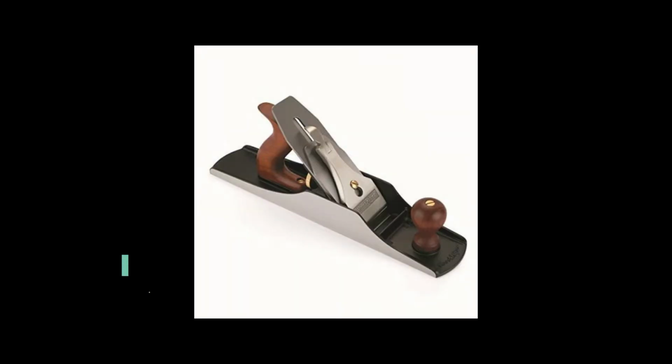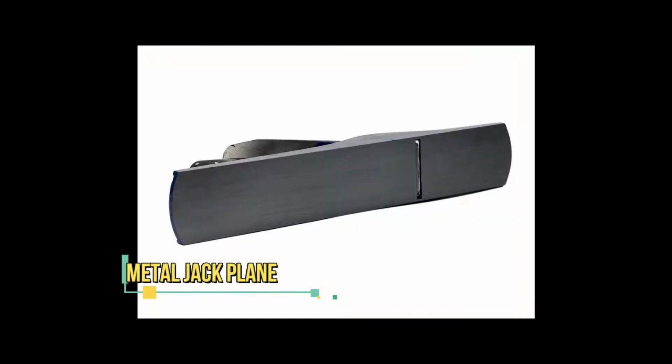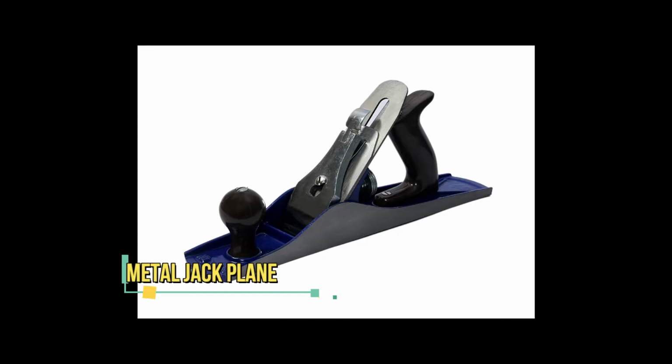The next tool is the metal jack plane. Metal jack plane is used for shaving or smoothing the wood surface. The main working part is the cutting blade, or the plane iron. The adjusting nut is operated to raise or lower the blade, and the adjusting lever regulates the blade so as to make possible an even or slant cut.